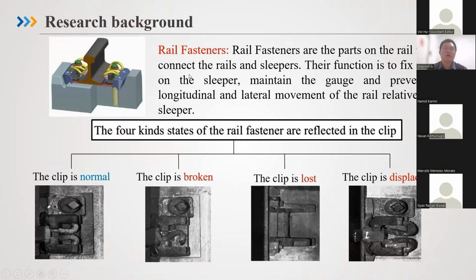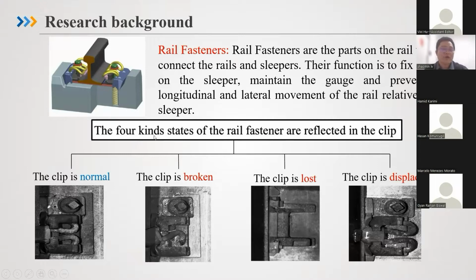First, introduce the rail fastener. The rail fasteners are the parts on the rail used to connect the rails and the sleepers. Their function is to fix the rail on the sleeper, maintain the gauge, and prevent the longitudinal and lateral movement of the rail relative to the sleeper.